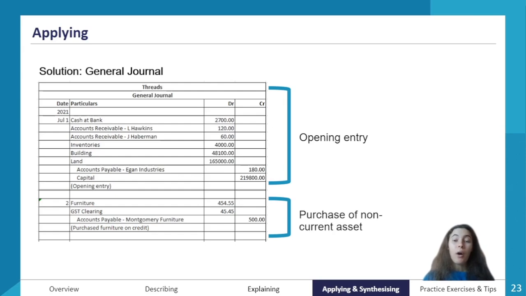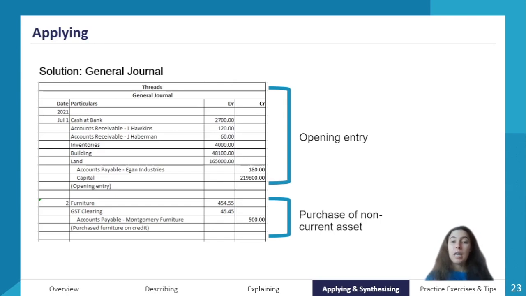Next up, we've got the purchase of a non-current asset, which is another thing that you need to be able to do. In this case, we're purchasing on credit. Whenever you've got a transaction, the first thing that you should be doing is thinking, what's happening here? What accounts are involved here? The non-current asset that we're purchasing is furniture, so this is going to involve the furniture account. How are we paying? Is it cash or credit? Here we know that it's credit, so it must be accounts payable.